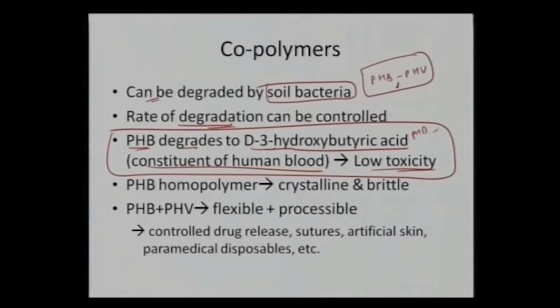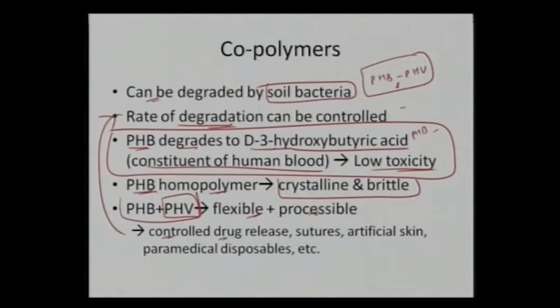And as we have talked about earlier, this PHB homopolymer is much more crystalline and brittle. So that is the reason we want to add some flexibility so that we can easily process the material, and that is how we used the polyhydroxyvalerate polymer, and this copolymer now becomes much more flexible and processable. And because of that, once we have this copolymer and can control the degradation rate, by allowing a proper combination of PHB and PHV, we can allow easy controlled release of the drug.